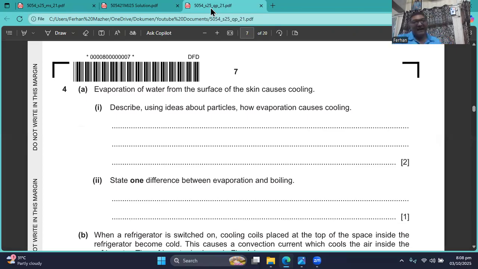And question number 4A, second part, he says, state one difference between evaporation and boiling. So you see there are a lot of differences. Evaporation always happens over a range of temperatures. Boiling only happens at a specific temperature. That's the boiling point. During evaporation, the temperature drops. During boiling, the temperature remains constant. During evaporation, bubbles are not formed. During boiling, bubbles are formed. Evaporation happens from the surface of the water, and boiling happens throughout the body of the water.